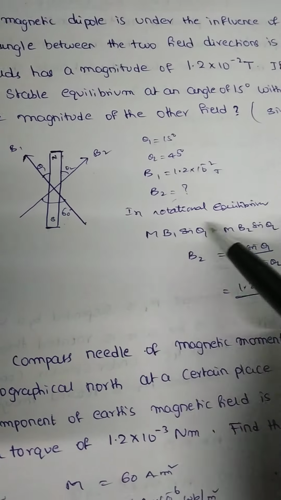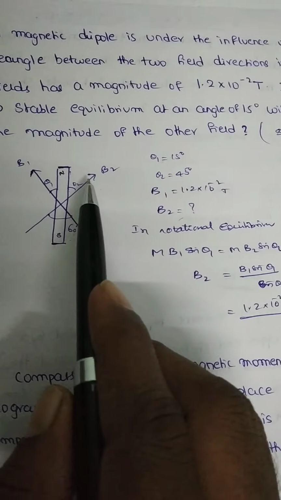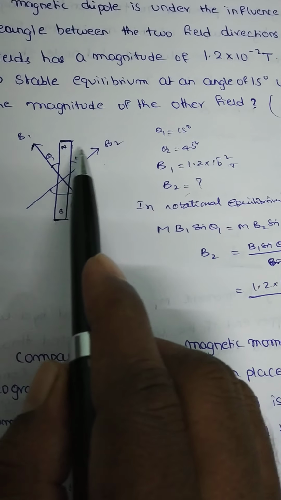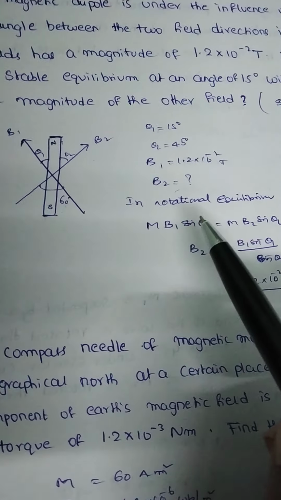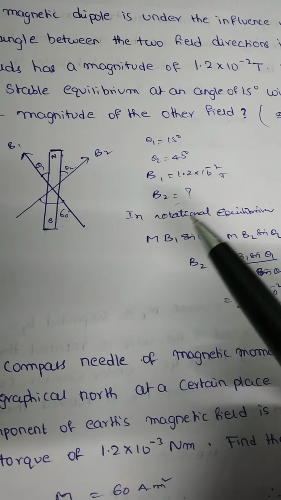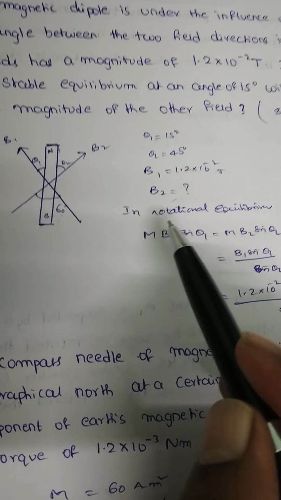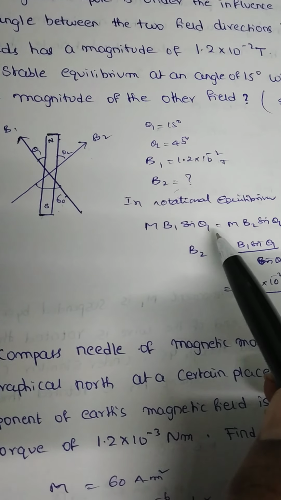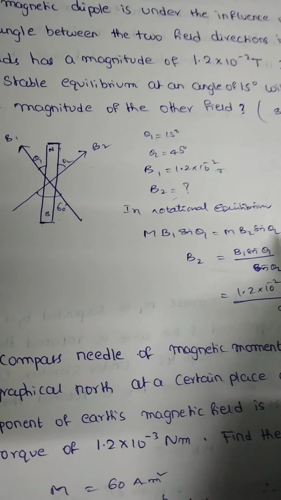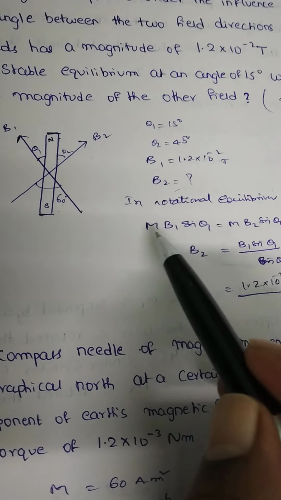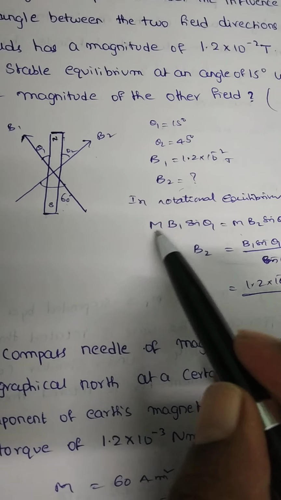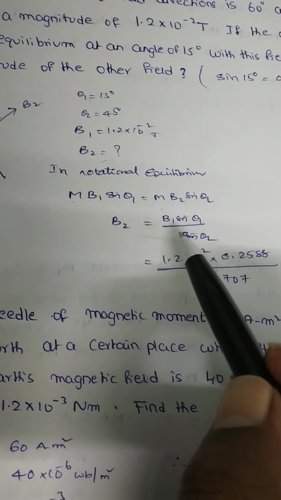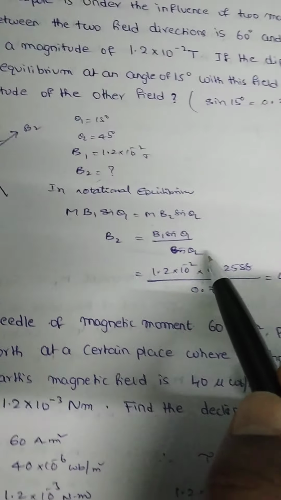So in rotational equilibrium, the torque acting on the dipole due to the first field is equal to the torque acting on the dipole due to the second field. Means tau 1 is equal to tau 2. Tau equal to the formula mB sin theta. So tau 1, m B1 sin theta 1, is equal to m B2 sin theta 2. In both cases the dipole is the same, so the m value is constant, and m and m cancel. So from this, B2 is equal to B1 sin theta 1 by sin theta 2.